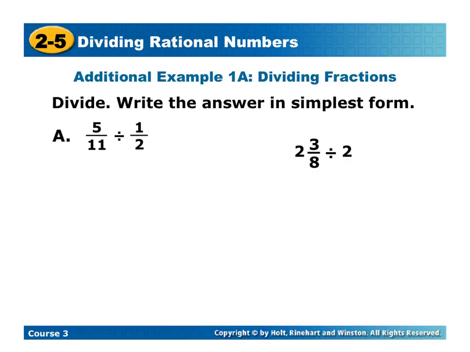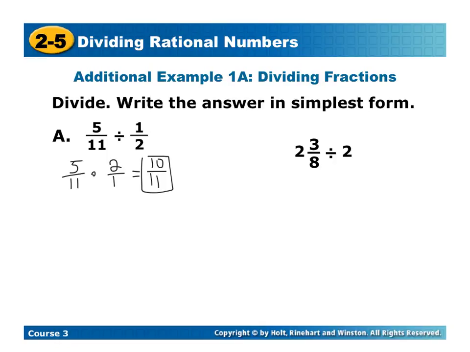Now let's see what this looks like in actual problems. We're going to go ahead and divide, and we're going to write the answer in simplest form. Let's start with something fairly simple, just two straight fractions. We have 5/11 divided by 1/2. Well, we're going to keep 5/11 as 5/11, but the number that we're dividing by, in this case 1/2, is going to become its reciprocal, or 2/1, and instead of division, we're going to multiply. Since we can't reduce anything, 5 times 2 is 10, 11 times 1 is 11, so our final answer is 10/11.